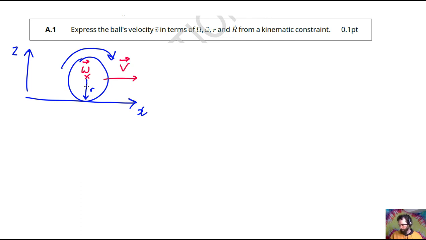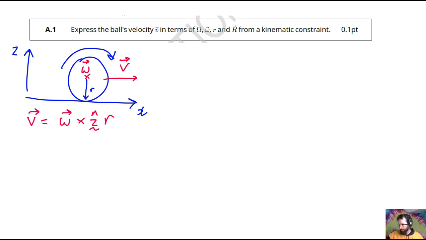I think this is something that a lot of people have hopefully seen before. So in this particular case, we're going to get that V is omega cross Z r. Now let's just double check that our directions are correct. So if we apply the cross product, indeed I get the direction of V illustrated in the diagram.